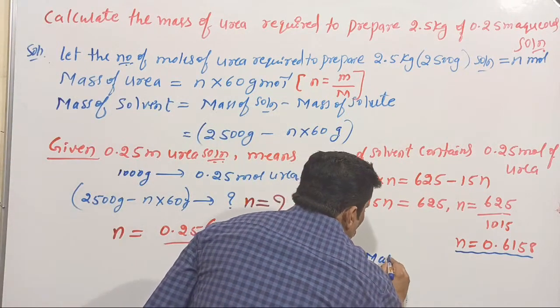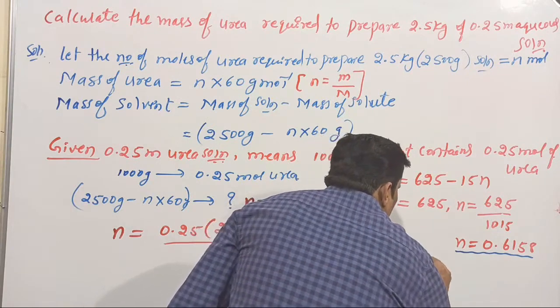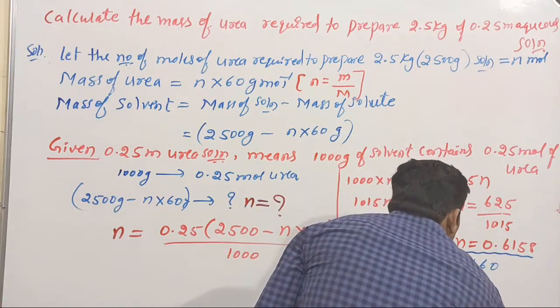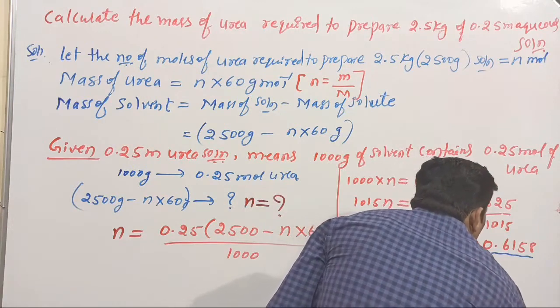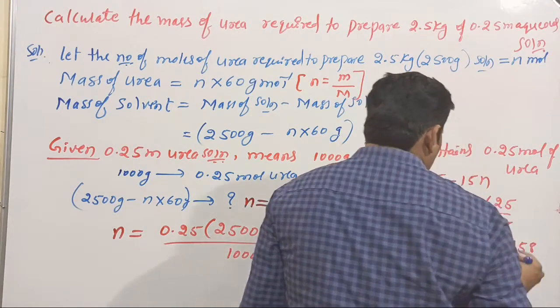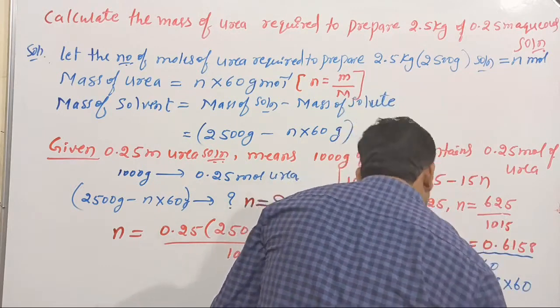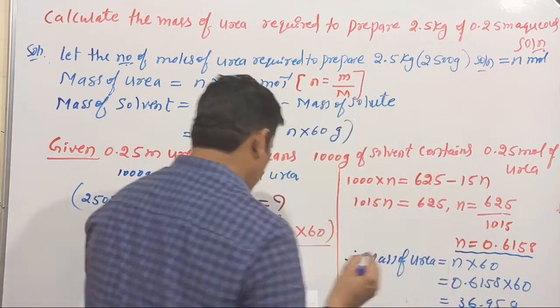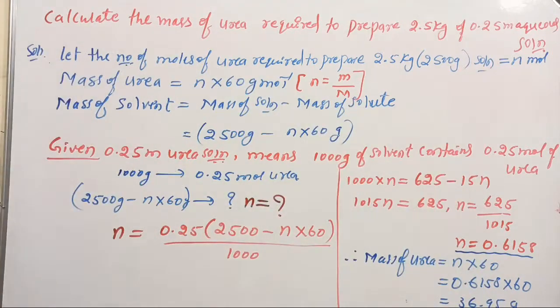Therefore, mass of urea is equal to n into 60, that is 0.6158 into 60. If you do that, you will get the answer 36.95 gram. Copy this fast.